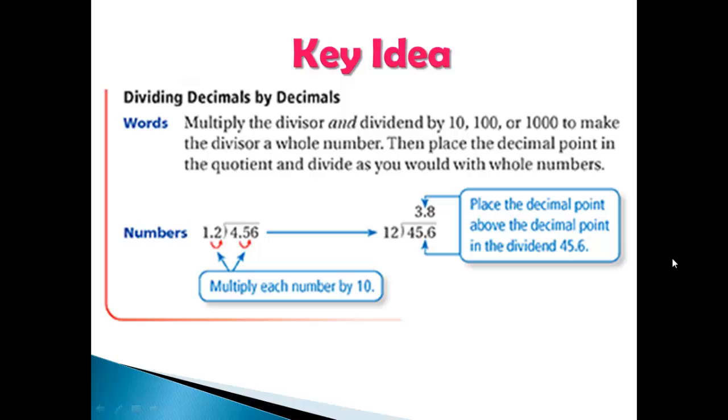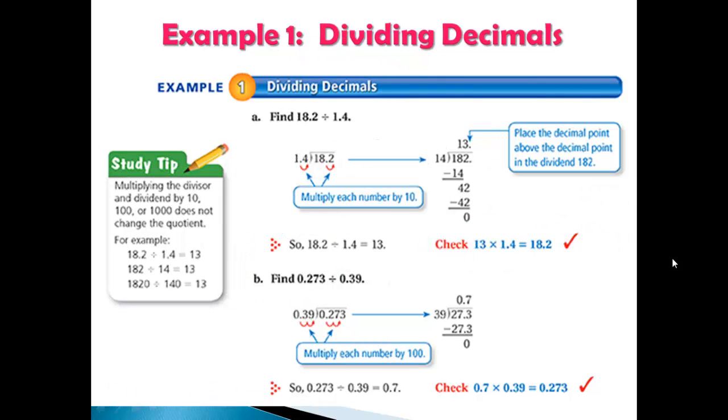Multiply the divisor and dividend by 10, 100, or 1000 to make the divisor a whole number. Then place the decimal point in the quotient and divide as you would with whole numbers. Now we're going to look at our first example for dividing decimals.